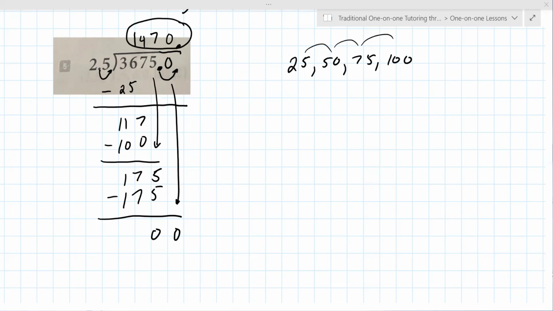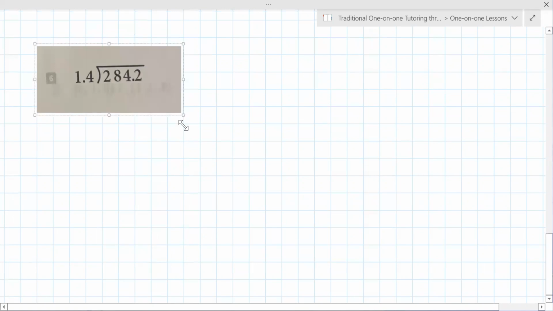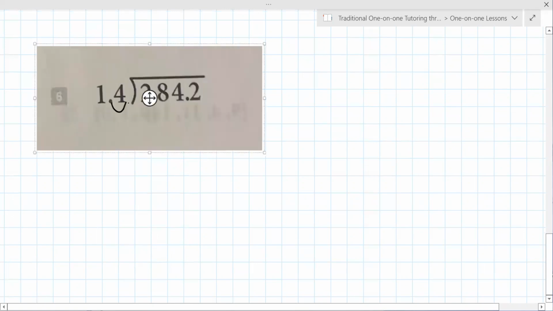114, 28 times. No, going 2 times. So you move the decimal over again, this one right there. And sometimes you write the decimal up above where you're going to put the answer. And then that would be 4. But you put a 0, and then you bring down the 2.